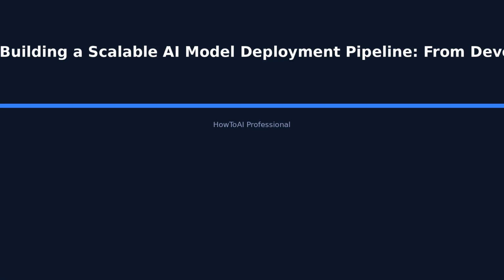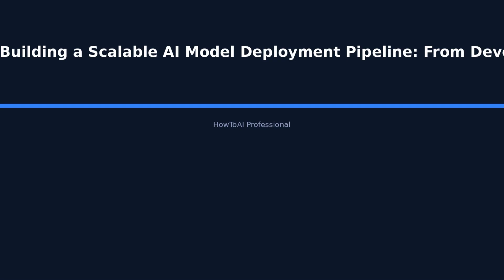Finally, let's address scalability. As your application grows, so too will the complexity of your deployment pipeline. It's crucial to design your pipeline with scalability in mind from the onset. One way to achieve this is by adopting a microservices architecture. This allows various components of your application, such as data preprocessing, model training, and prediction serving, to operate independently. Each component can be scaled according to its specific needs, ensuring that your pipeline can handle increased loads efficiently.